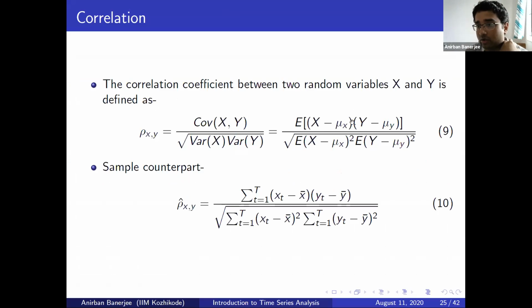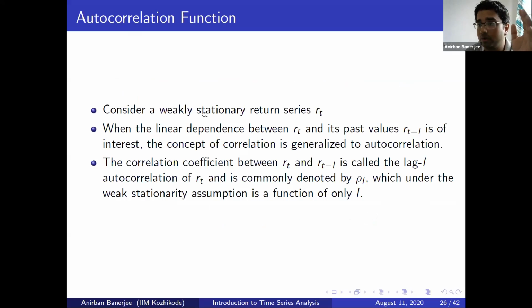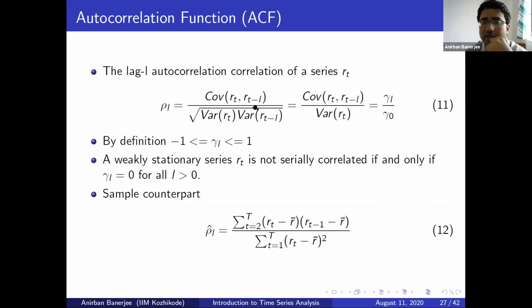So this is the correlation coefficient that we have, right? We defined it through the Excel file. Now let's consider a weakly stationary series RT. When you're talking about the correlation coefficient between RT and RT minus 1, correlation is generalized as autocorrelation. So if this is RT and RT minus L, so there's a displacement of L, we call it an L order autocorrelation. Okay, it is commonly denoted by rho L, and under the weak stationarity assumption, this is a function of L only. Okay, so let's see how that would look like.